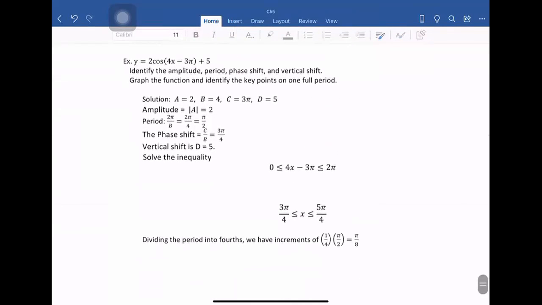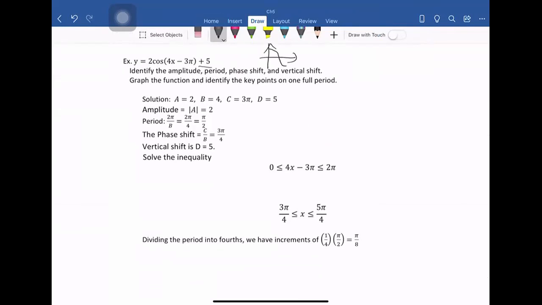Next example, it has the d plus 5. So let's see. First, we must have a graph in our mind that this is a cosine again. So the cosine looks like this. This is one period. And then later, let's figure out how to graph it. So first step, we need to find the A, B, C, and D. A is 2, B is 4, C is 3 pi, D is 5.